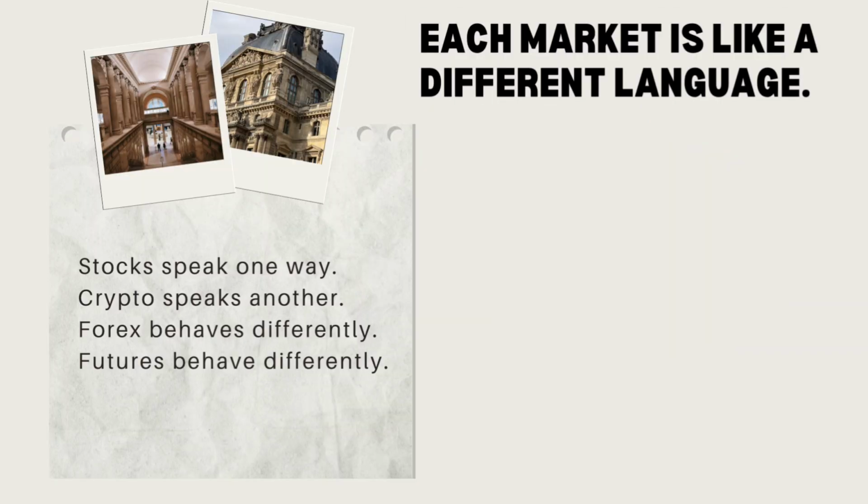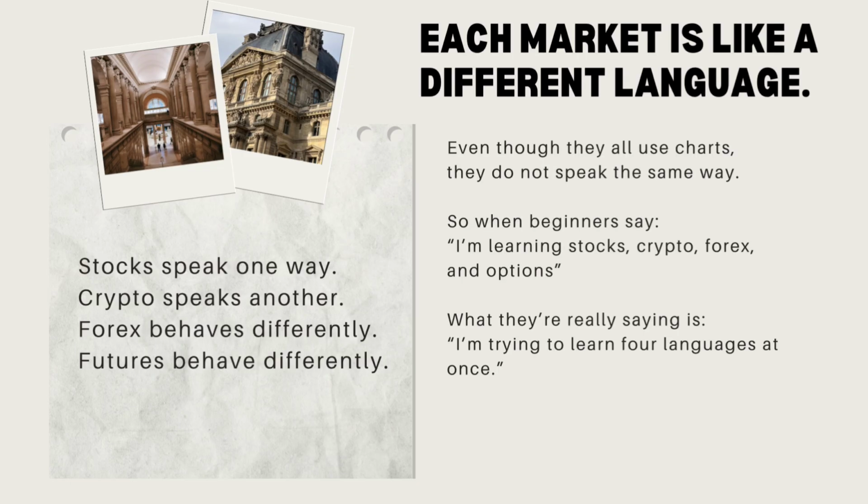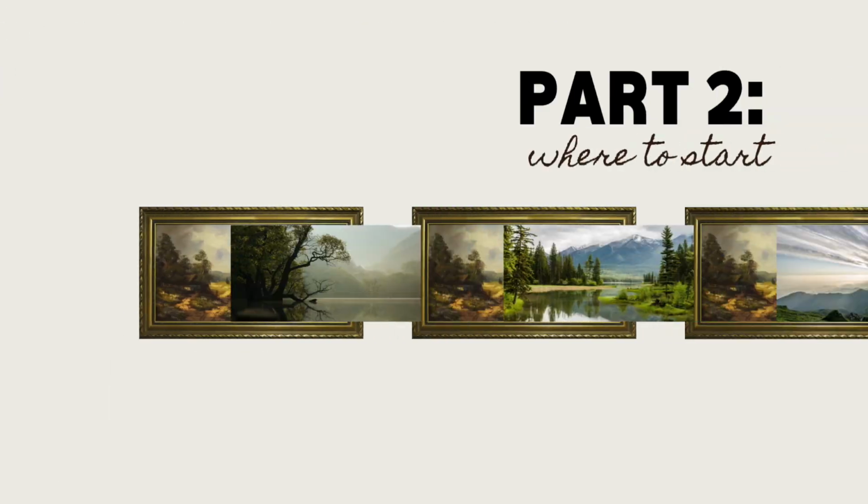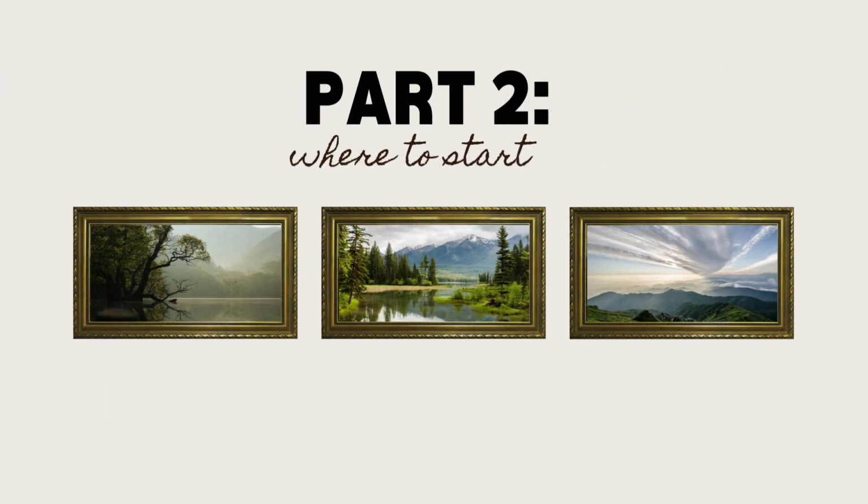Each market is like a different language. Stocks speak one way, crypto speaks another, Forex behaves differently, and futures also behave differently. Even though they all use charts, they do not speak the same way. So when beginners say, I'm learning stocks, crypto, Forex, options, etc., they're really saying I'm trying to learn four different languages all at once. But let's slow down, because before price, before charts, before anything else, you need to understand what a market even is.